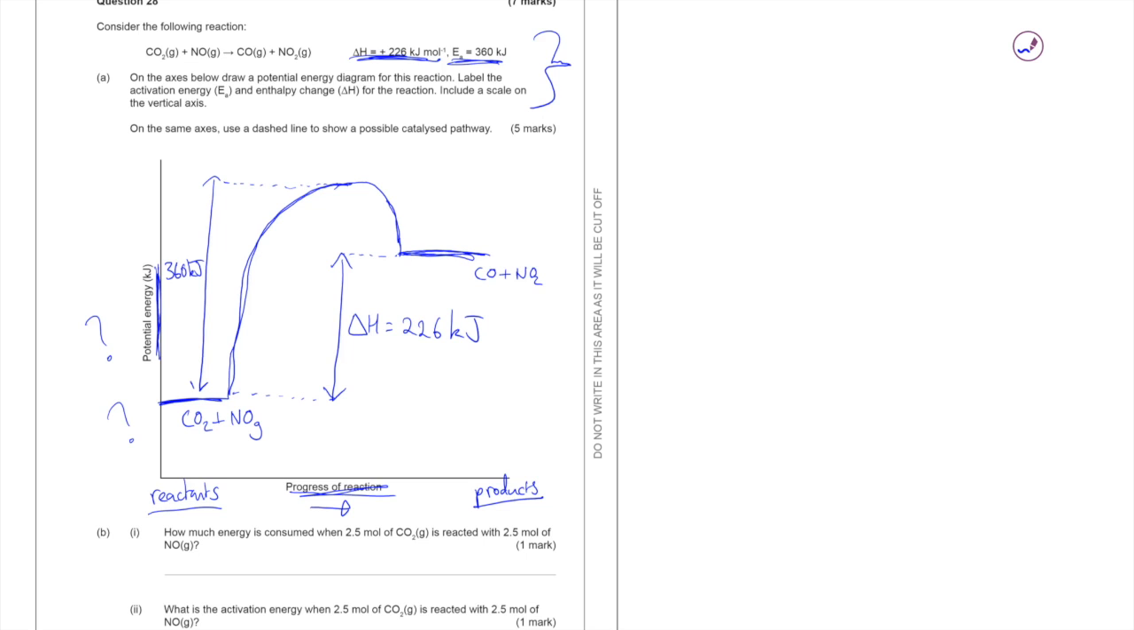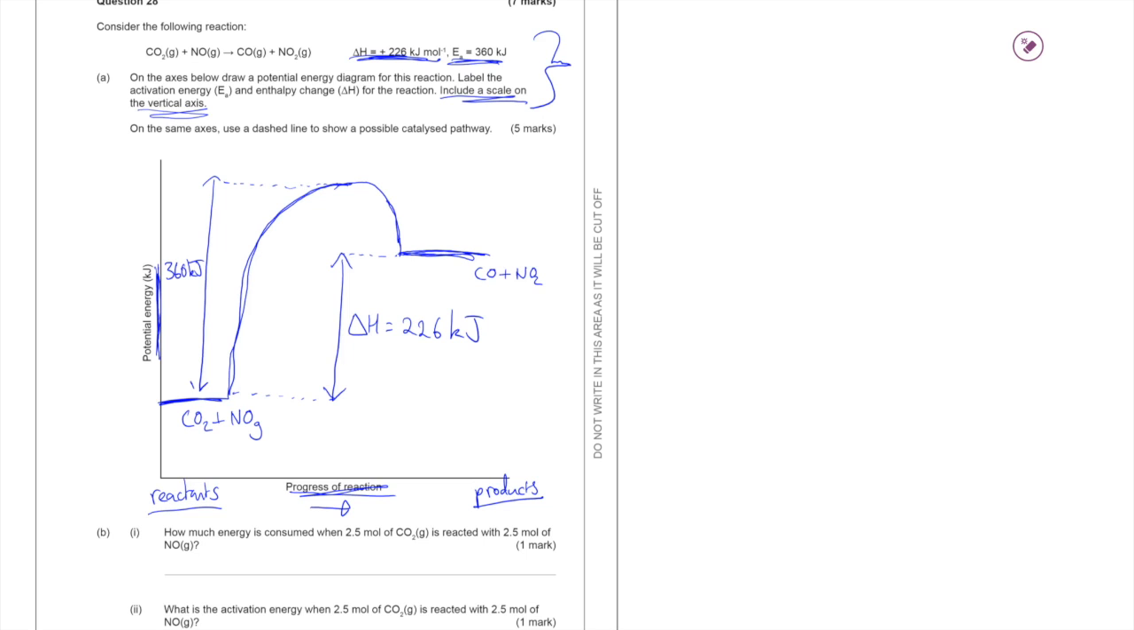Awesome. So I'm basically done now, in theory, aside from the fact that there's a couple of things we might have missed if we weren't paying attention. Include a scale on the vertical axis. Critical. If they ask you to do something, make sure you do it. So how do I know what I'm going to start at?